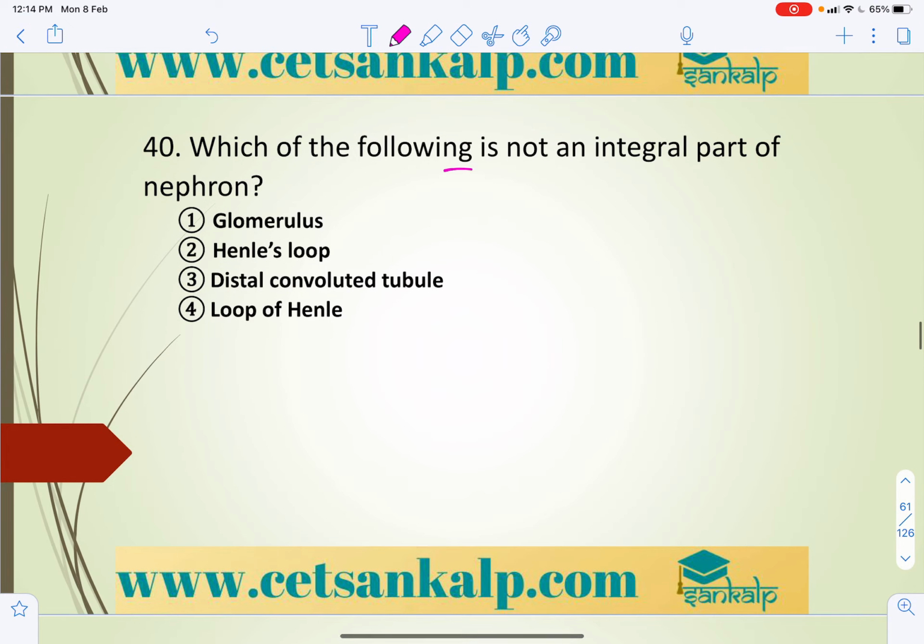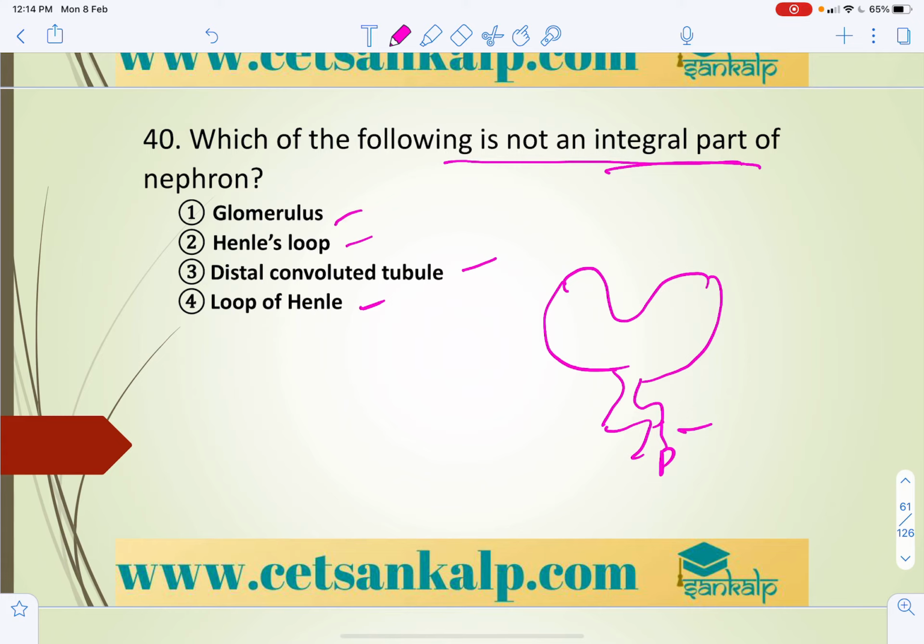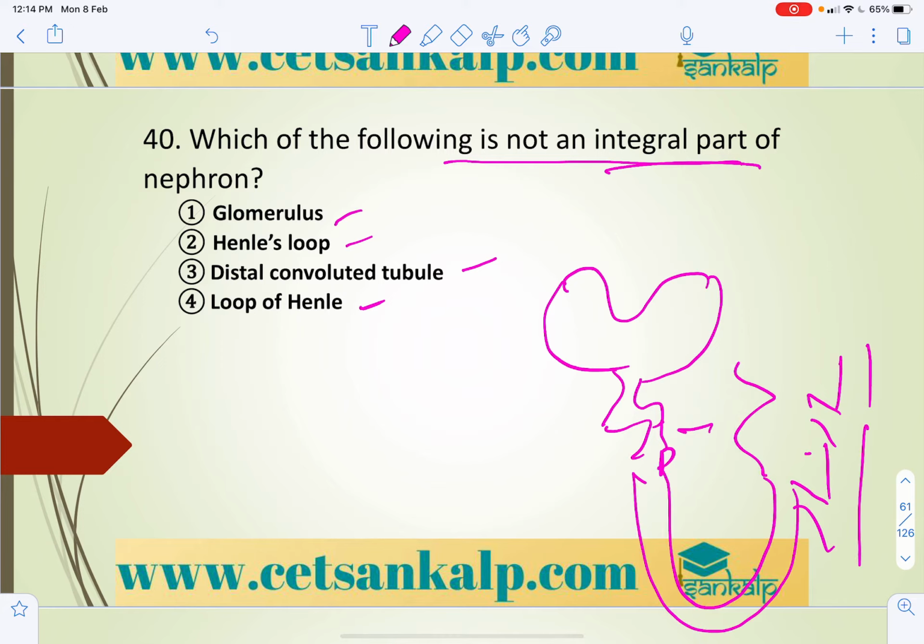Next, which of the following is not an integral part of the nephron? Which is not an integral part: glomerulus, Henle's loop, distal convoluted tubule, loop of Henle. See, it is not confined to one nephron. As I mentioned, the Bowman's capsule, PCT, DCT, Henle's loop, and even the collecting duct are associated with the complete nephron.